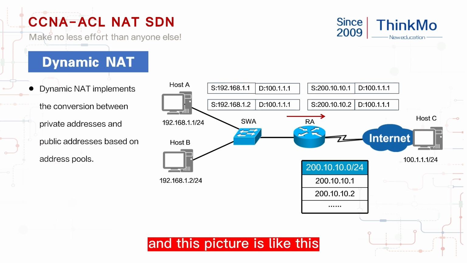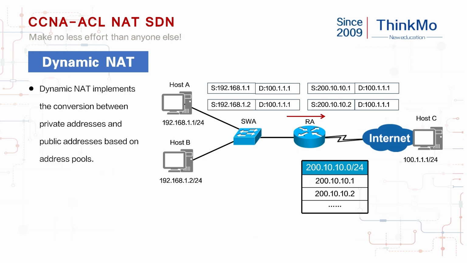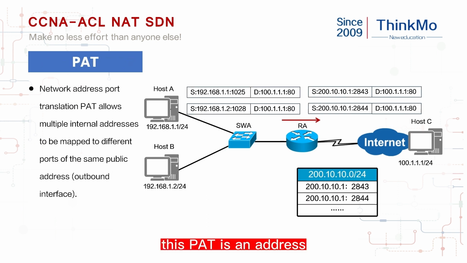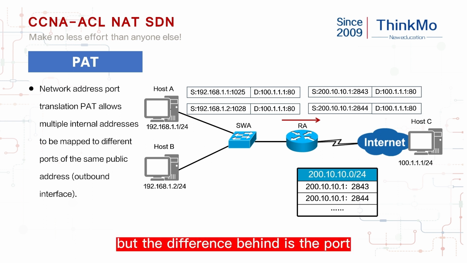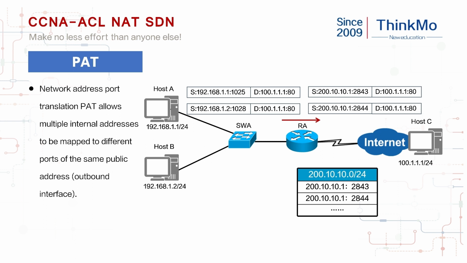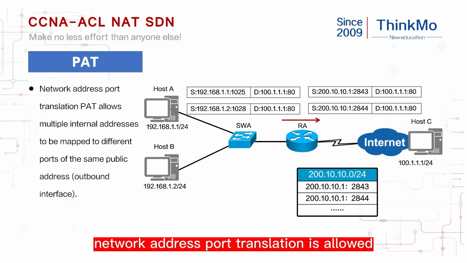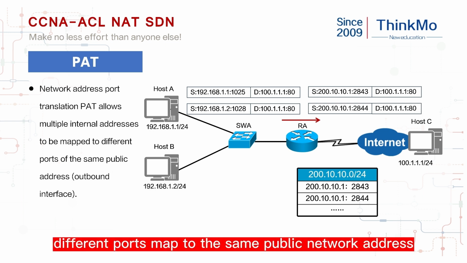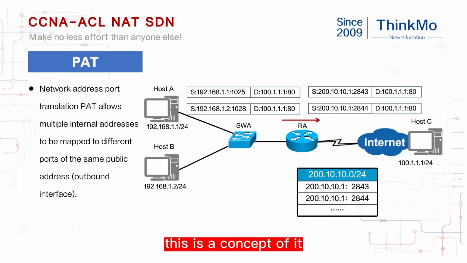And this picture is like this. This is a 10.1. This is a 10.2. Here are two addresses. This PAT is one address, but the difference behind is the port. For the form of PAT, network address port translation is allowed. Multiple internal private network addresses, with different ports, map to the same public network address. This is a concept of it.